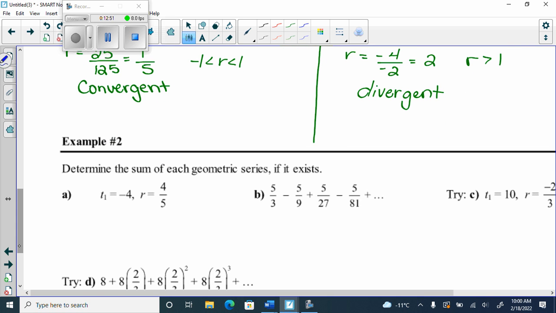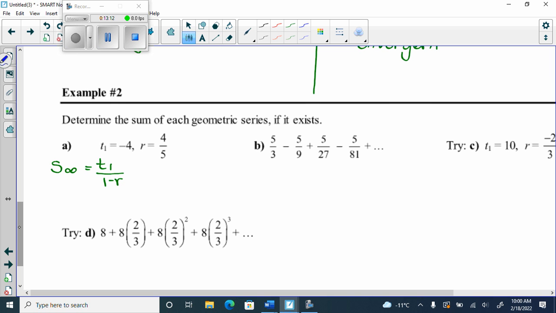Example 2. Determine the sum of each. And it's infinite. So if we're doing the sum of an infinite series, we have to use the sum of an infinite series formula. So S infinite equals T1 over 1 minus R. What's T1? Well, it gives it to us in this one. Negative 4 over 1 minus 4/5. Everyone type it in. Remember, the only way your calculator knows something is a fraction is by putting it in brackets or using the fraction button.